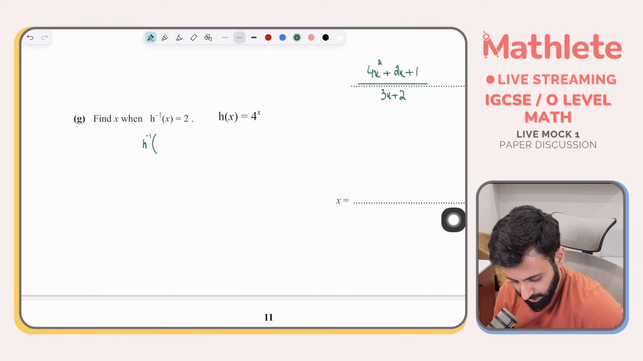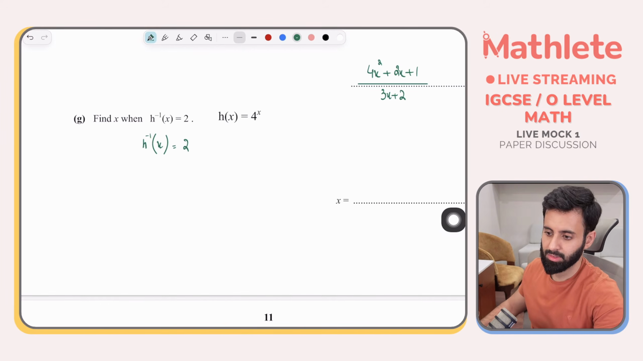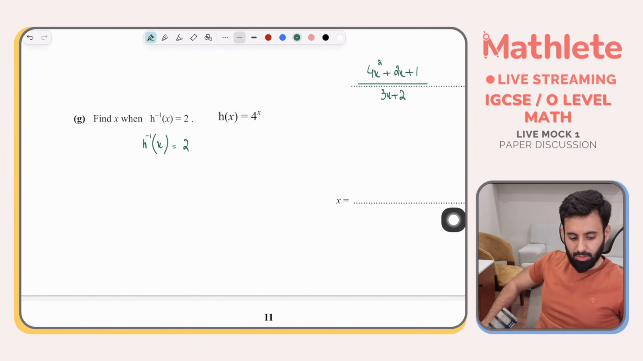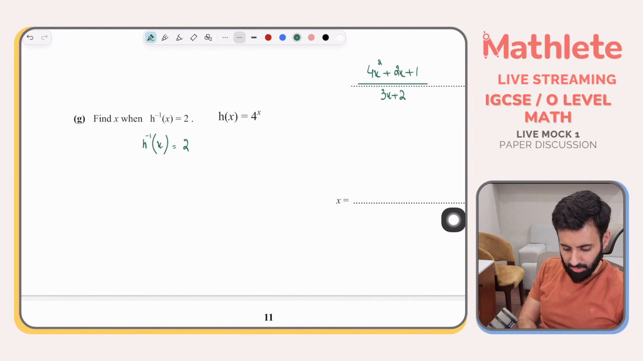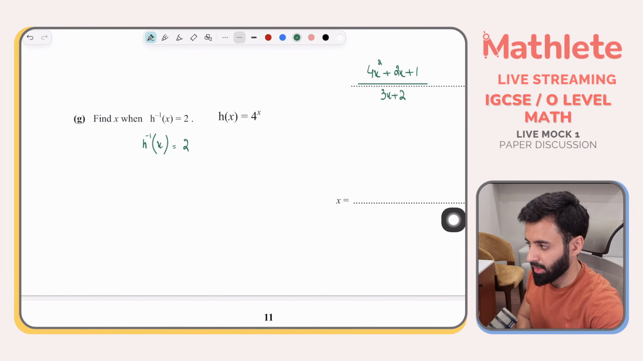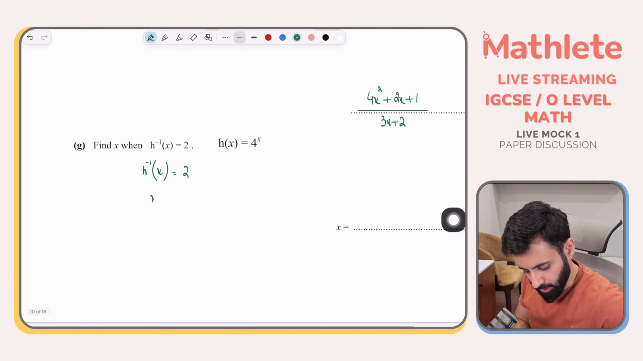So, h inverse of x is equal to 2. See, when does a function become inverse? When does sine become sine inverse? When you take it across the equals sign, right? When you take it across the equals sign, it becomes inverse. So that means if it is inverse already, if I take it across the equals sign, what will happen? It will become x is equal to h of 2.